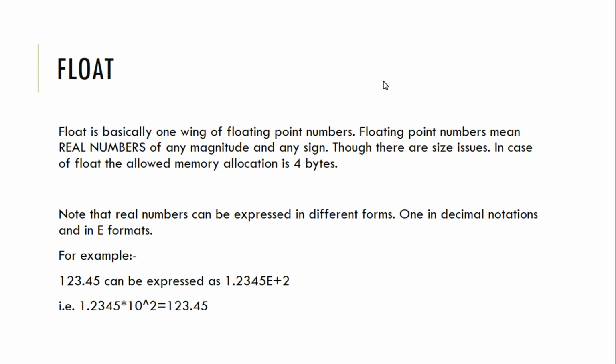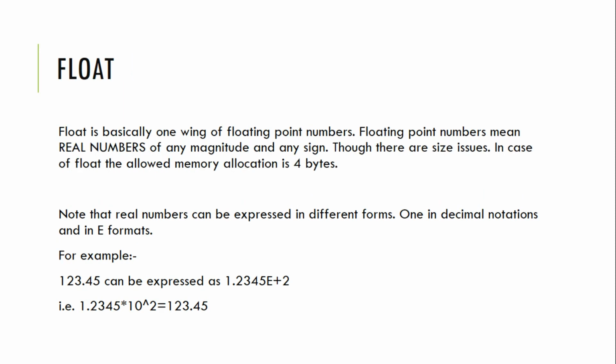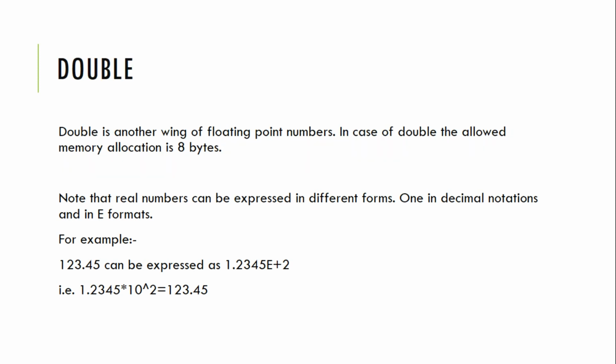Basically, all real numbers are termed floating point numbers in computer science. Real numbers, including decimal and fractional ones, are represented by floating point numbers. Float is one part of the floating point numbers with a memory allocation size of 4 bytes, and double is the other wing, which has a memory allocation of 8 bytes. For float it is 4, and for double it is double of 4, that is 8 bytes. That is why the name double has been assigned.